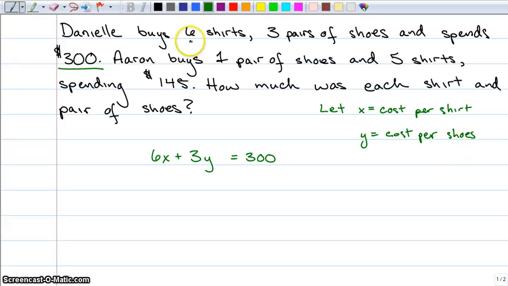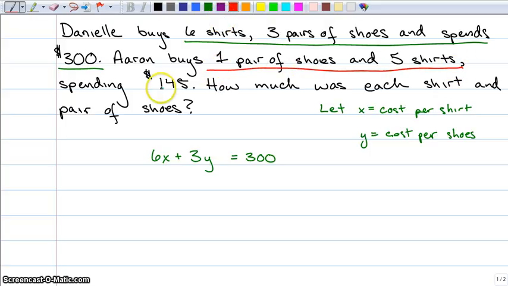So I took the first equation, 6 shirts, 3 pair of shoes, added up to 300. Now I'm looking at the second sentence, talking about Aaron. Aaron buys 1 pair of shoes and 5 shirts. Make sure that now that you have defined your variable, you match them up. The 1 pair of shoes should go with the Y. The 5 shirts goes with the X. Total is 145.